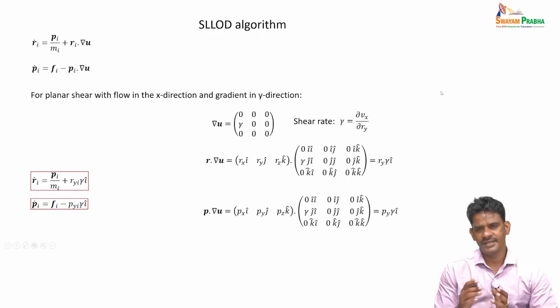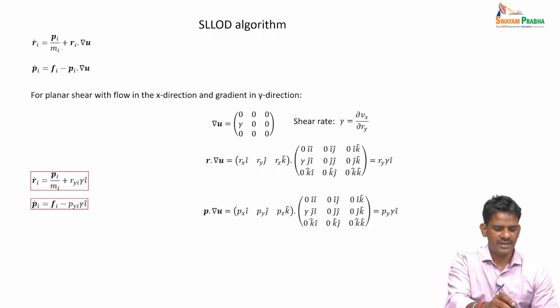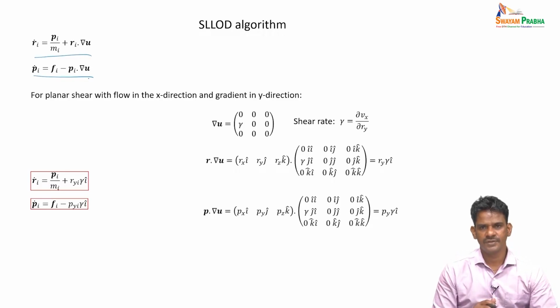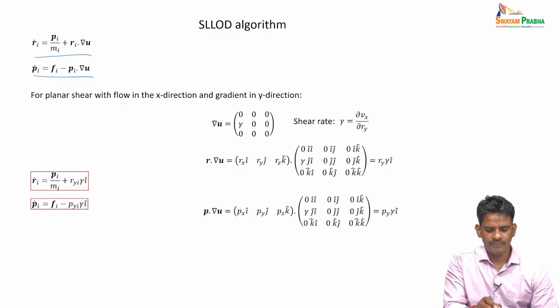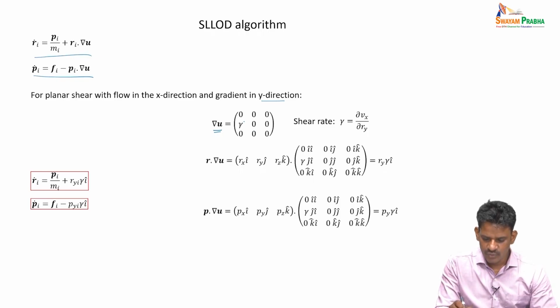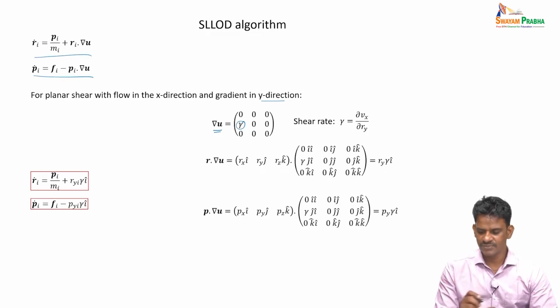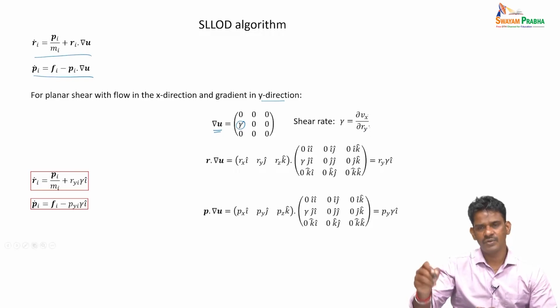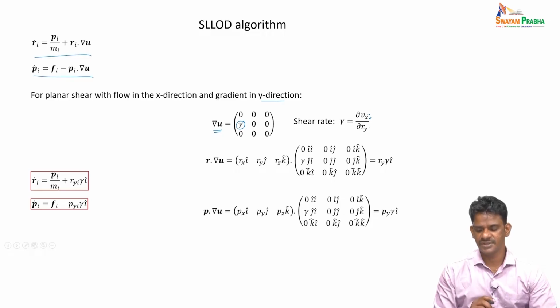So, now let us look in detail at a particular shear field and how these equations actually get modified. This is our standard equation of motion with a flow. Now, suppose I have a very simple planar shear where the flow is in the x direction and the gradient in the y direction. For this case, this del u can be defined here as a tensor, and you can see that there is only one non-zero term and all the other terms are 0. This gamma here is the shear rate, defined as dvx by dy. This basically means that along the y direction, how the particle's x velocity changes is given by the shear rate.